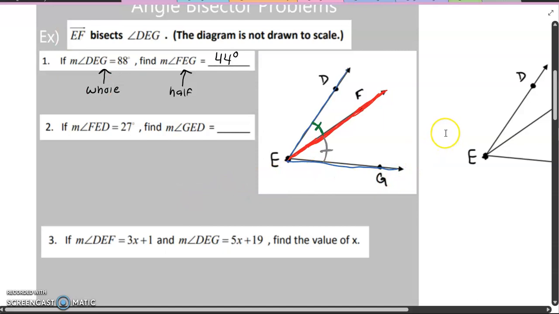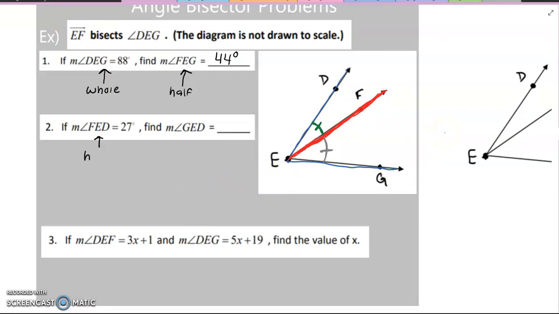Let's look at a different what if. What if now FED, so that's one of the halves, that's one of the smaller parts, okay, is equal to 27, what would GED be? So GED is going to be the whole angle, that's the entire angle. So in this situation, because we know 27 is half, we would have to just multiply this by 2, and that would give me that the total angle here would be 54.